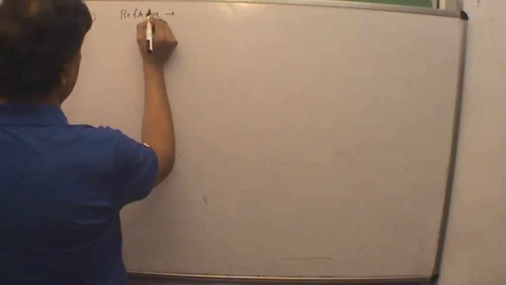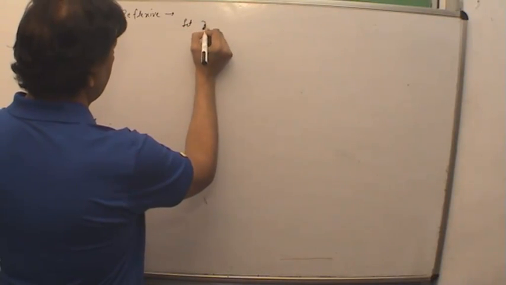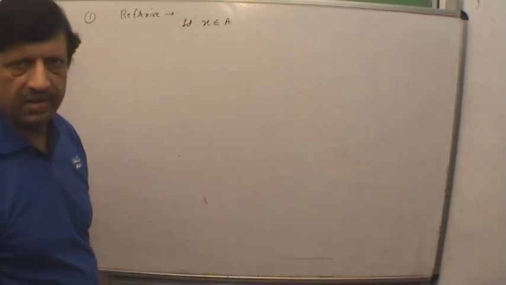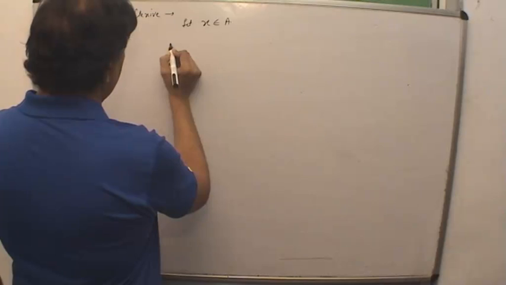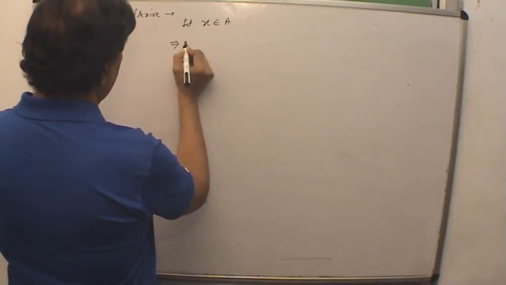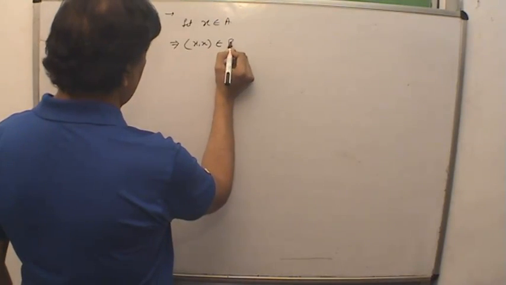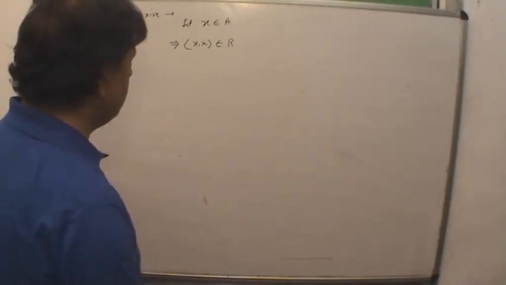Reflexive means, let us say X belongs to A, where A is the given set and X is any element. X belongs to A implies (X, X) belongs to R. What is R? R is the relation under the given condition.